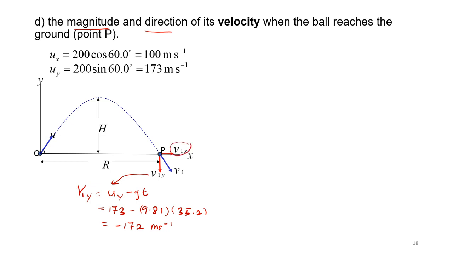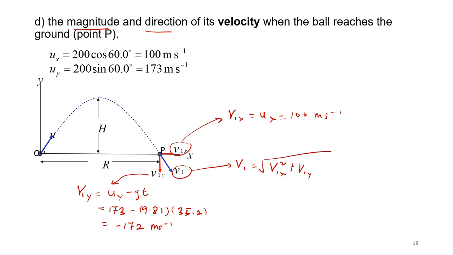And then we calculate V1X. V1X equal Ux equal 100 meter per second. Now we calculate V1. We use equation Pythagoras theorem. V1x squared plus V1y squared. Substitute value 100 squared plus negative 172 squared. We get V1 200 meter per second.